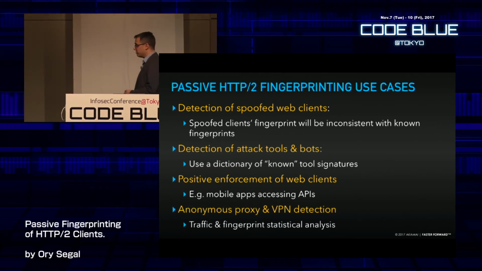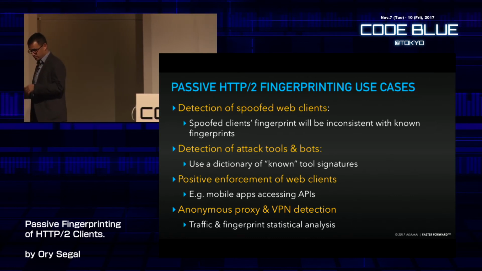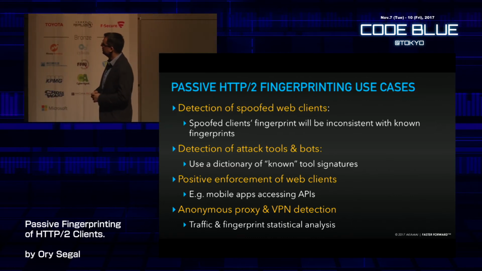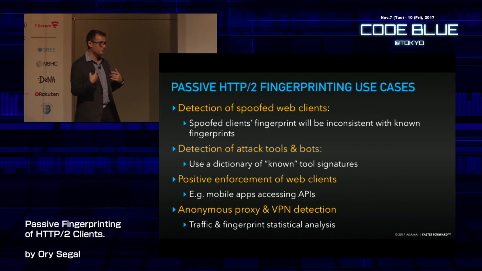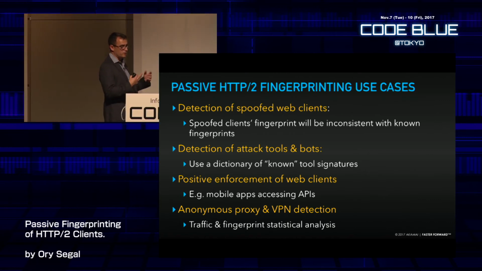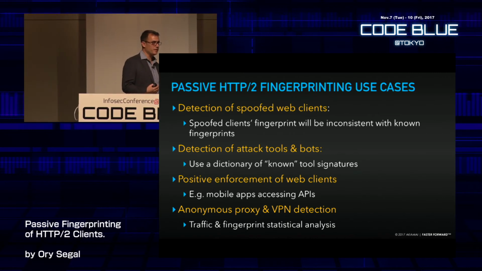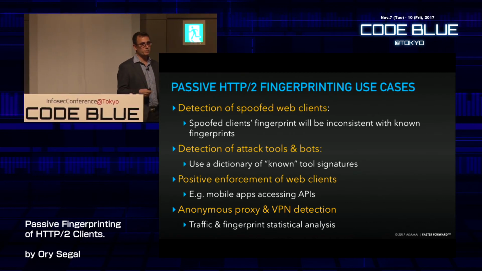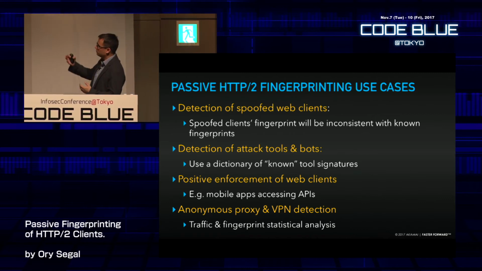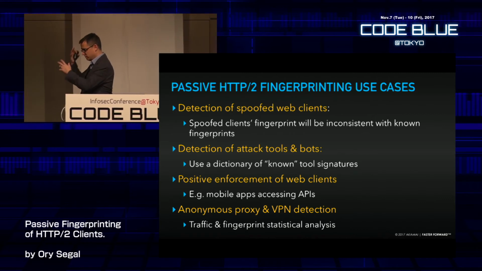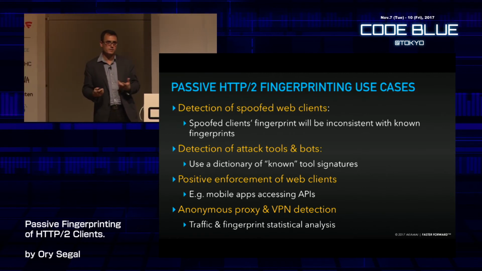And my favorite, detecting anonymous proxies, anonymous VPNs, Tor, whatever you want. This is very easy if you do statistical analysis on the traffic. For us at Akamai, it's very easy. You observe traffic over time from a certain client. If you see a single, for example, TCP fingerprint, multiple TLS fingerprints, multiple HTTP 2 fingerprints, you add it all up, you figure out that it's actually a proxy.